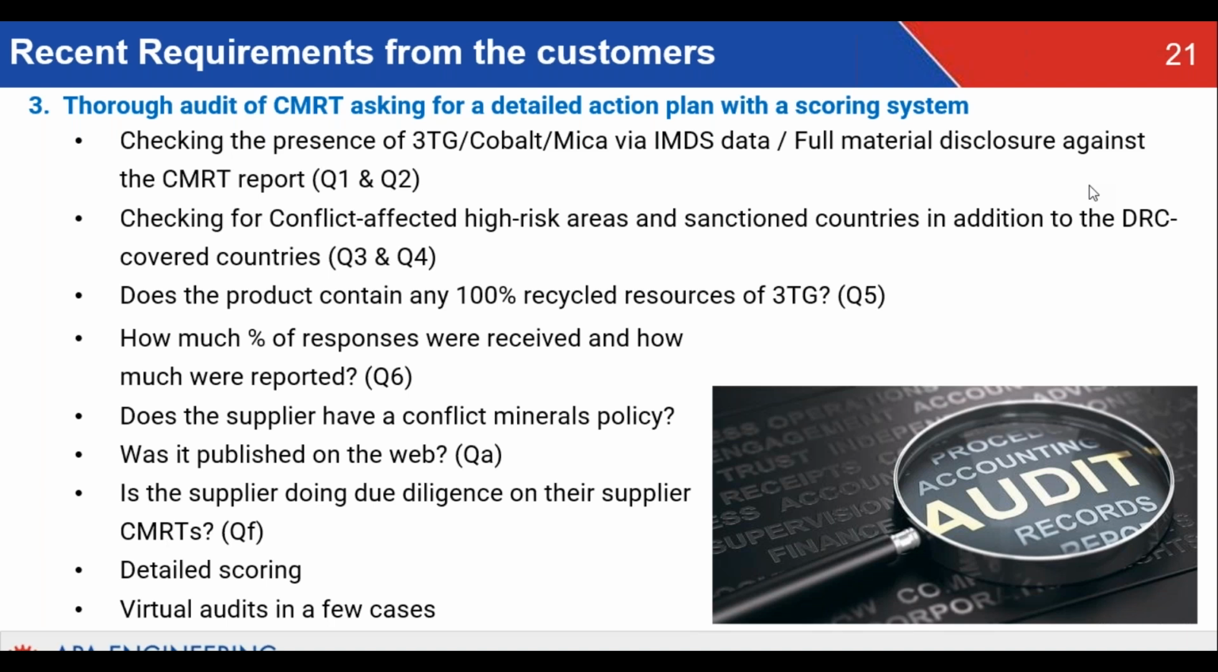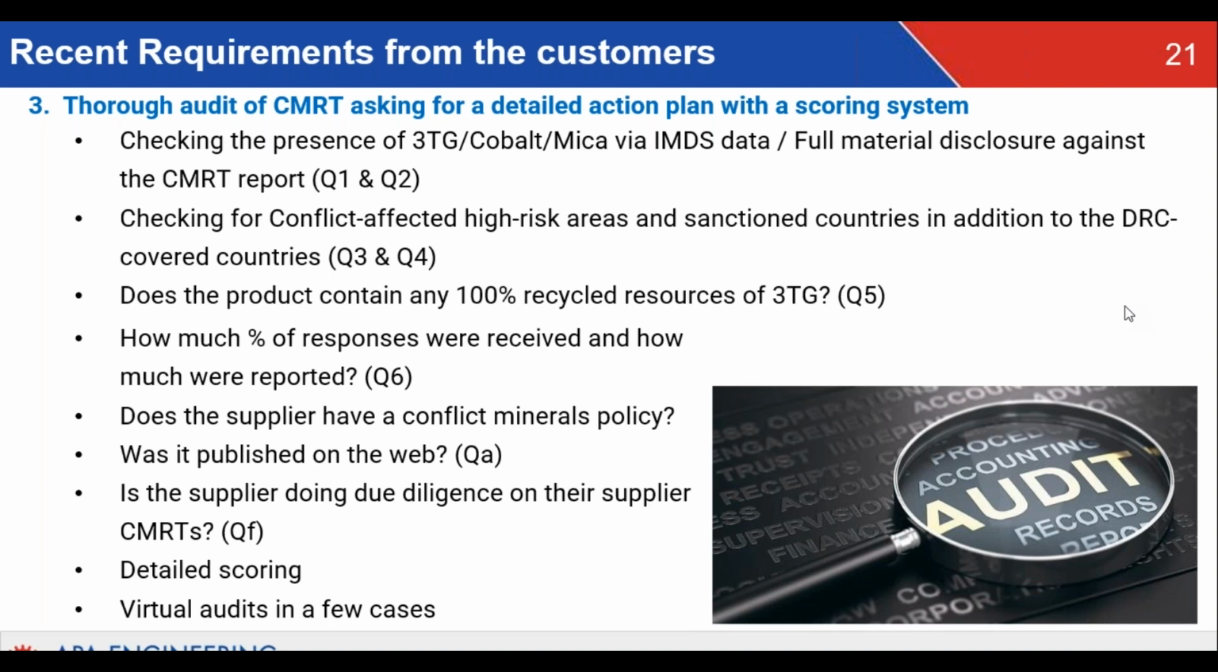So we have to validate all the data that is coming in with the information we have prior. This is covered in the CMRT report in questions. And you can see that they're also checking for conflict affected high risk areas and sanctioned countries. So they're also a part of the questions covered in the CMRT template. And they also want to know if you have 100% recycled resources of 3TG, which is also one of the questions in the template, how much of a percentage of responses you are receiving, and how much is actually being reported to you. So you have that sort of detailed auditing, which will also be covered in the reporting template.